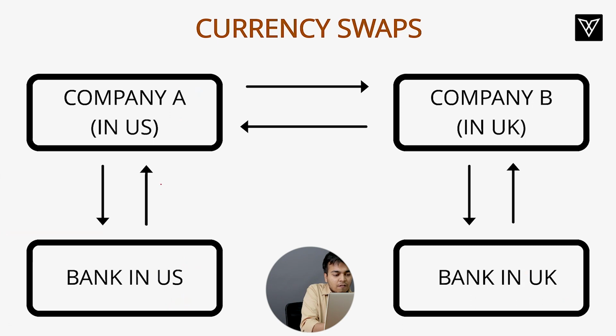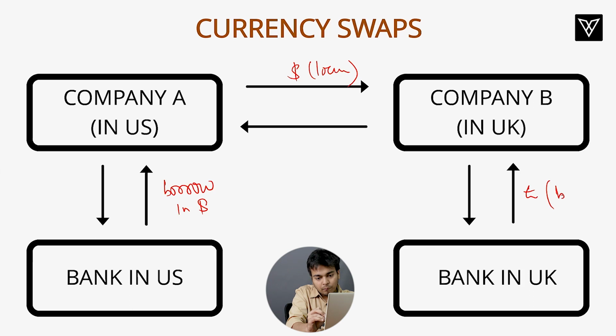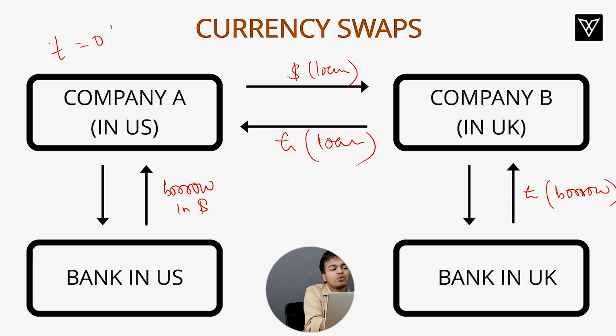Company A will borrow money in dollars and will pass that money to company B. So the dollar loan is passed on. Likewise, company B borrows money from the bank in the UK, so that will be in GBP, and will pass that amount to company A. That will happen at time period 0 for both companies. So that is something simple.